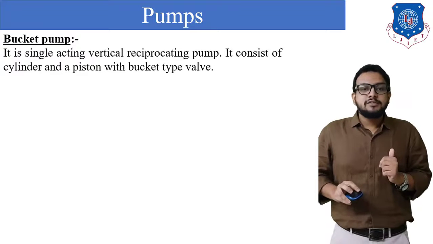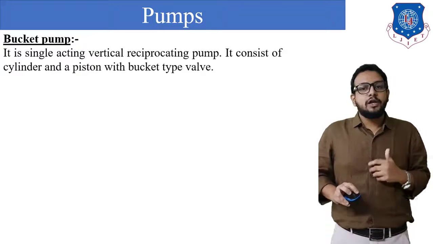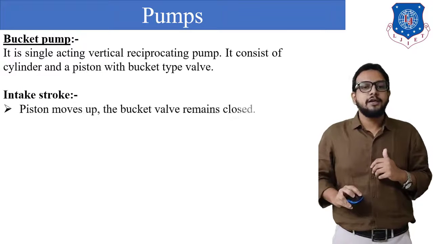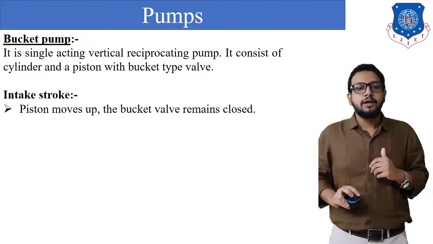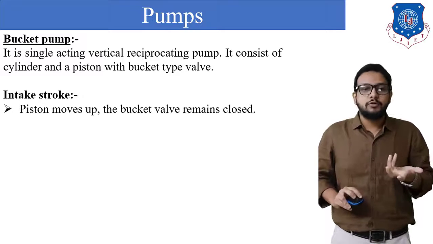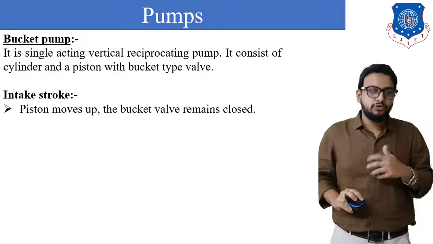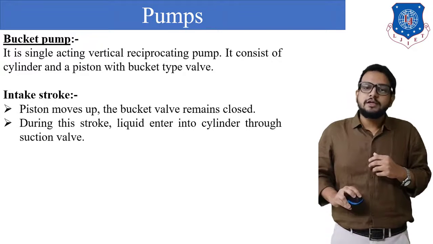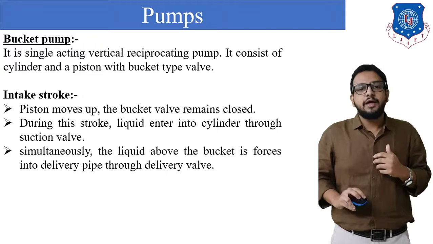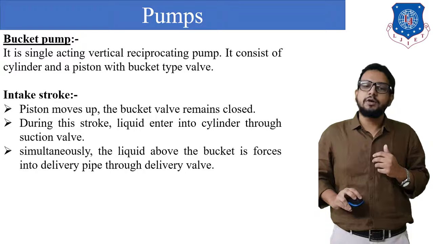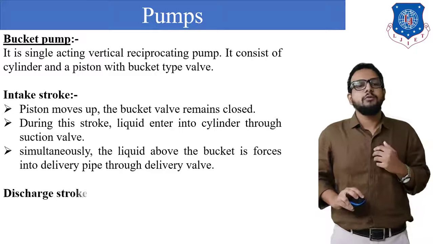As you can see, I have written this is a single acting vertical reciprocating pump. It consists of a cylinder and a piston with a bucket type valve. Intake stroke: the piston moves up, intake meaning intake of water. You can also say this stroke is an upward stroke. The bucket valve remains closed. During this stroke, liquid enters the cylinder through the suction valve, and simultaneously the liquid above the bucket is forced into the delivery pipe through the delivery valve.